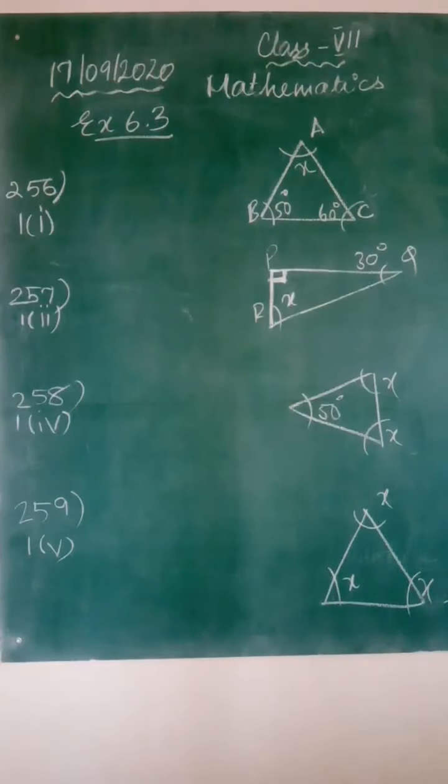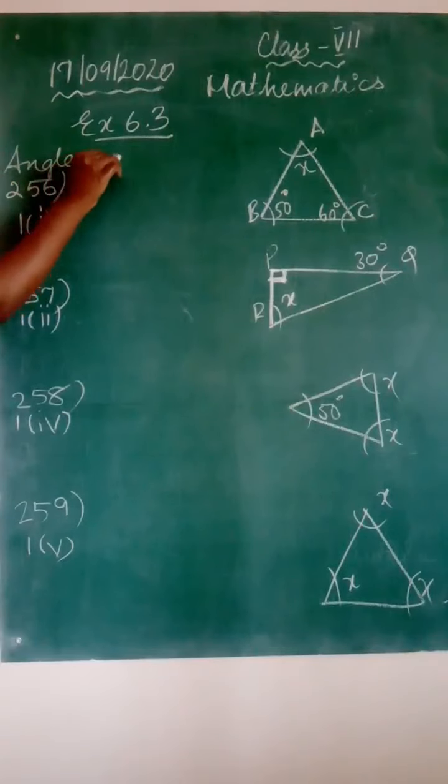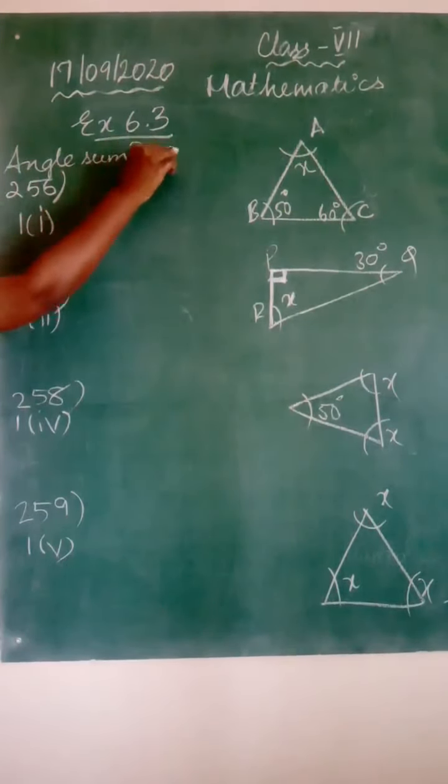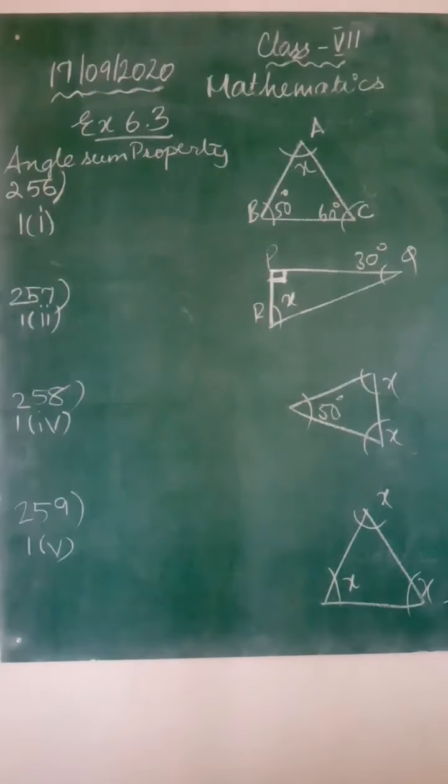Okay. So, in this exercise, we are going to deal with the angle sum property. Here a triangle is given, and in a triangle, all the three angles will add up to 180 degrees. Yes or no? That is what the angle sum property says.